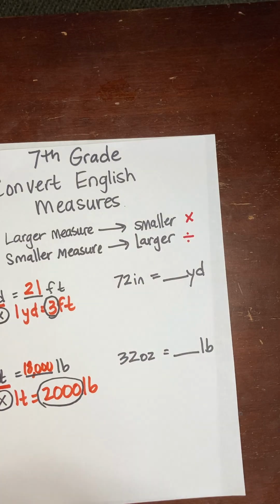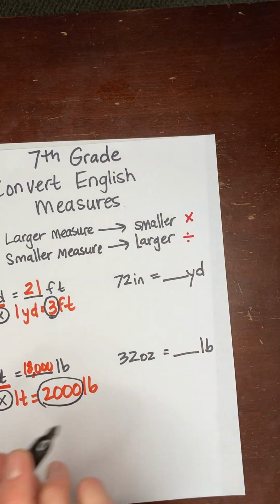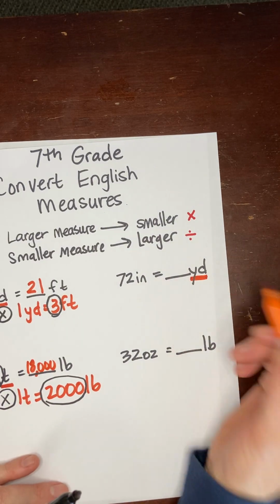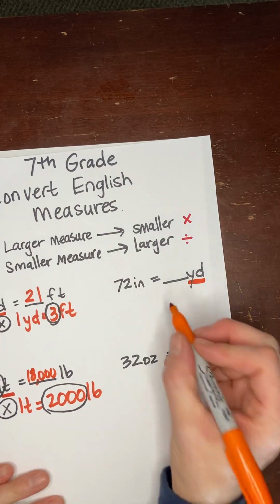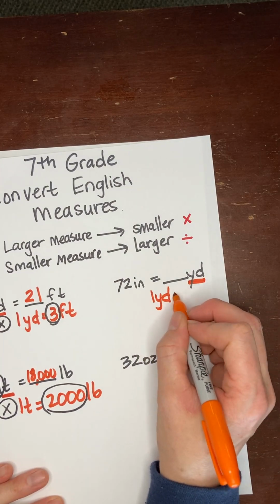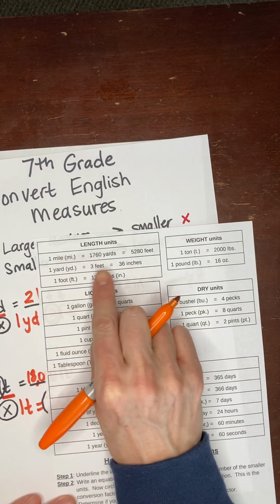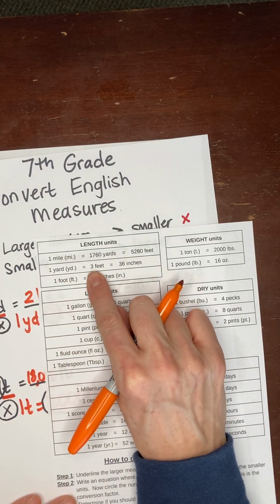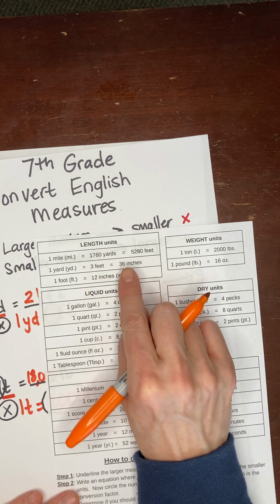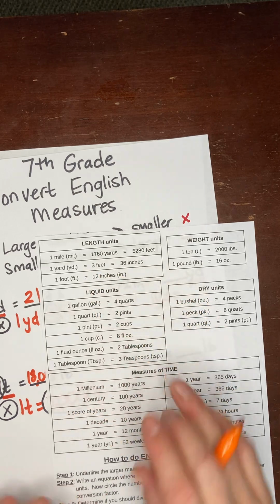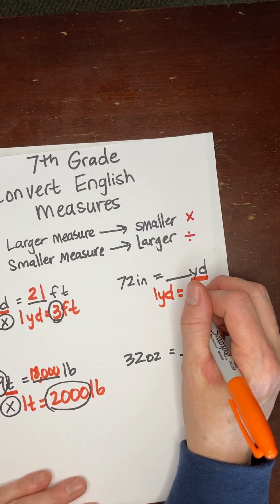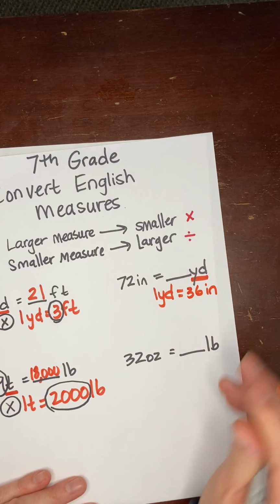Okay, 72 inches to yards. Which one is the bigger measure? Well, yards is bigger than inches. So I need to write 1 yard equals how many inches? Well, if we look on here, 1 yard is 3 feet, and each foot is 12 inches, right? So that means 1 yard is 36 inches. So let's go here, 36 inches.